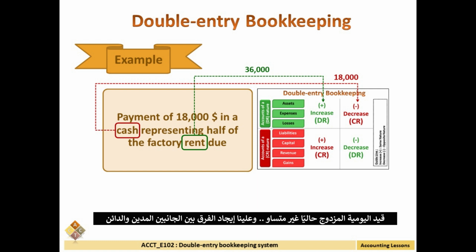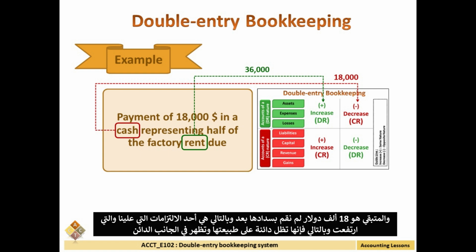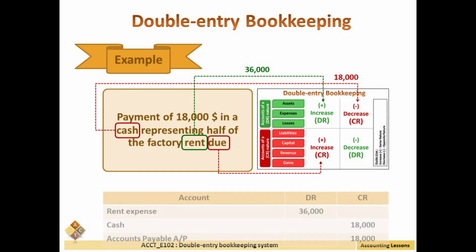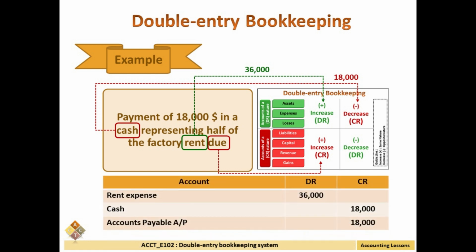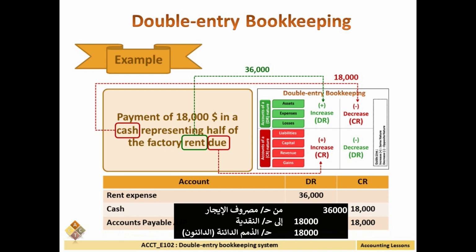The double entry now is not balanced, so we need to find the difference. The rest is 18,000, we didn't pay it yet, so it is one of our liabilities, which is increased, so it is also on the credit side. The double entry will be 36,000 as a debit for rent expenses, and we have 18,000 credit for cash, and 18,000 credit also for accounts payable.